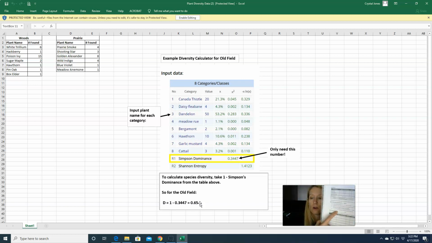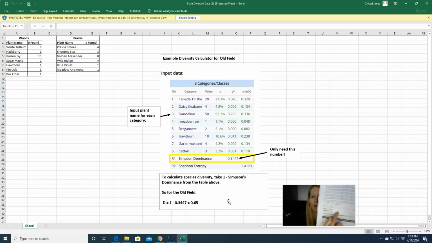In your lab, on the line where it says species diversity D, that's the number you're going to put in. So I already gave you the species diversity for Oldfield. I did it for you. It was 0.65. So you'd write down 0.65. You'd calculate that for the prairie, and then also please calculate that for the woods.